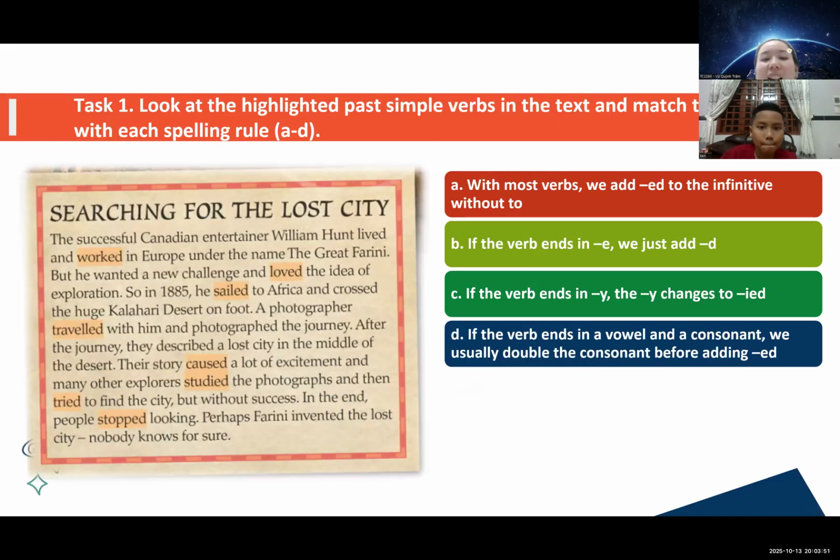Okay, now task one. Look at the highlighted past simple verbs in the text and match them with their spelling rule. Now the first one, we have the word work. Cái phần này là pronunciation á. Con biết cách rồi đúng không? Đó, match with the spelling rule. Now the first one, in which verbs do we add ED to the infinitive? Which verb is that? Work, love, sell, travel, cause, study, try và stop. Cái nào là thuộc loại là put ED into the infinitive without to?